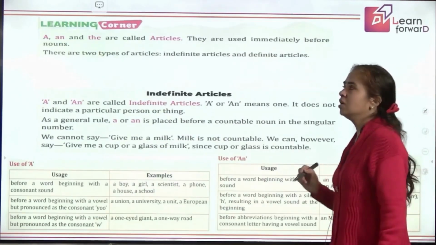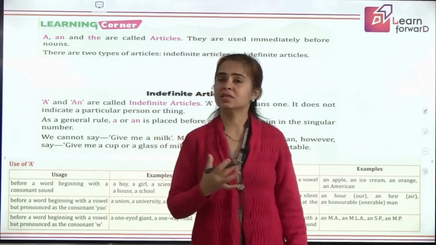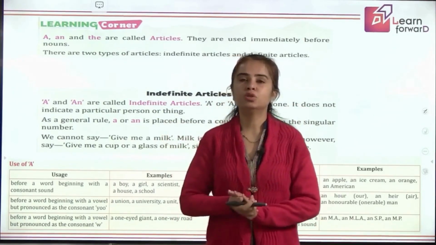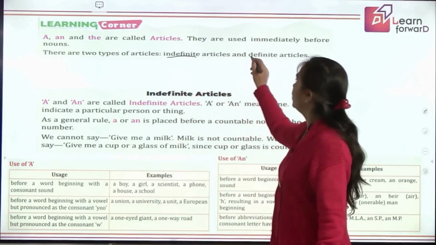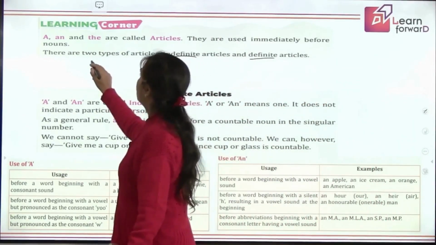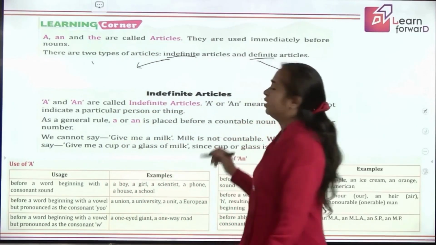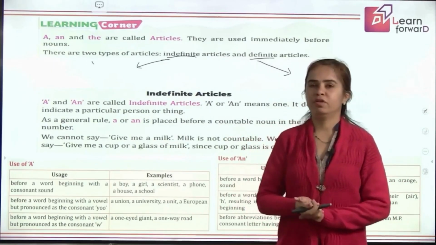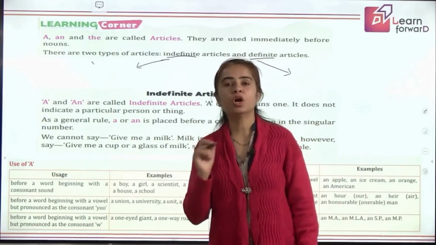Let's now see what do we have for you ahead. So articles are a, an and the. Now let us learn to classify them in two categories, children. Articles are actually, we have indefinite articles and the definite articles. So what are indefinite articles and what are definite articles? We'll learn with their meaning first. What is the meaning of definite? Definite means particular. Definite means sure, right?